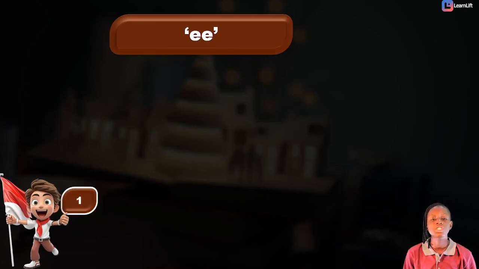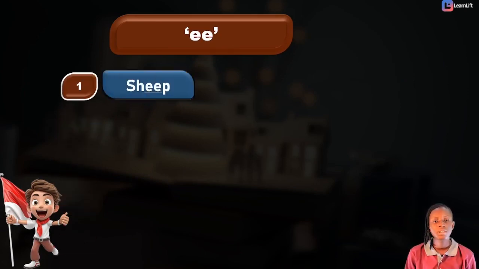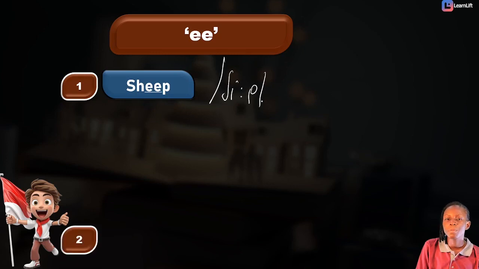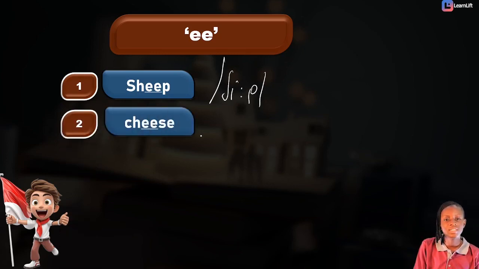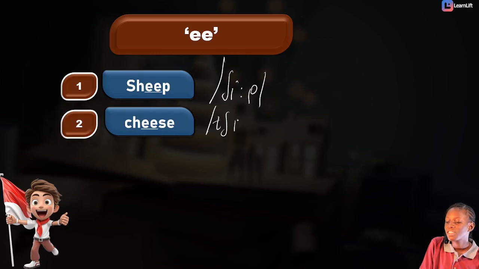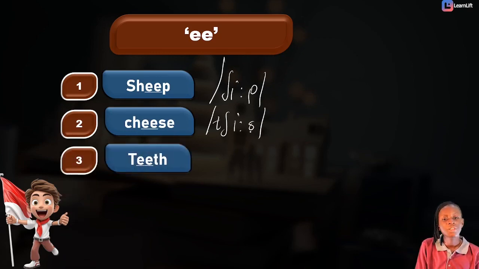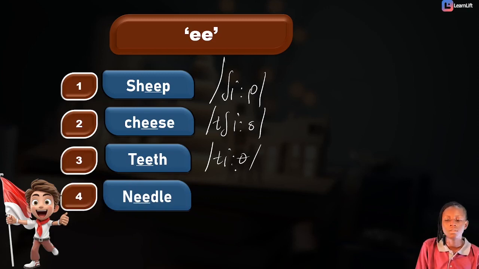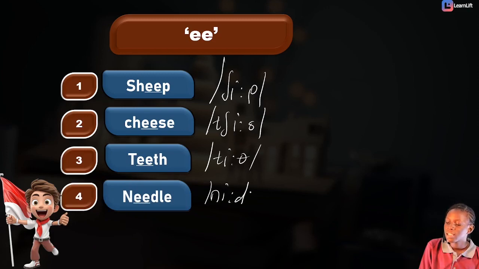We have examples such as sheep. My sheep, I have these. Sheep. Next, I have cheese. Cheese and crackers. My cheese, I have cheese. Next up, I have teeth. For my teeth, I have these. Next, I have needle. Needle. My needle is transcribed as these.